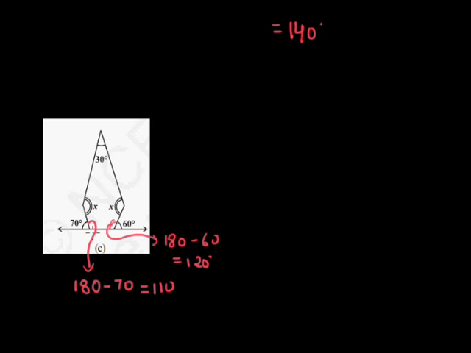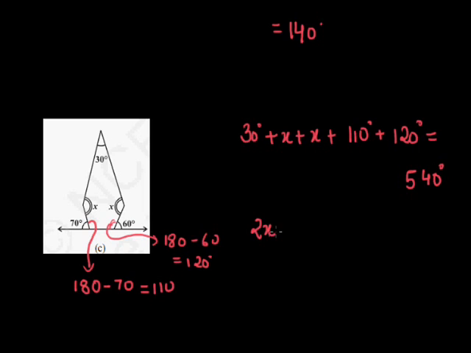Now again, this figure is a pentagon, so I can write 30 degrees plus x plus 110 degrees plus x plus 120 degrees is equal to the sum of all the angles, that is 540 degrees. Now to find the value of x, 2x plus 30 plus 110 plus 120, that is 260 degrees, is equal to 540 degrees.